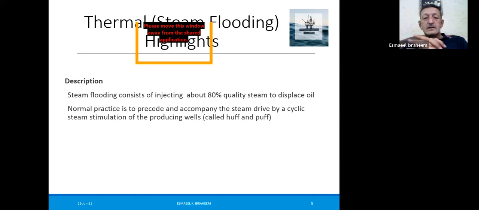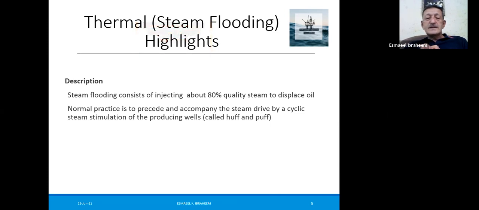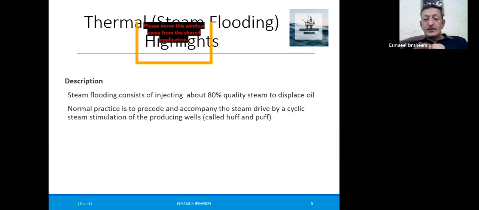Thermal flooding. Steam flooding consists of injecting about 80% quality steam to displace oil. Here comes the answer to some of the attendees' questions about thermal flooding. The normal practice is to accompany the steam drive with a cyclic steam stimulation of the producing well, which is called huff and puff. The same producing well, we use it first. We inject about 80% steam quality and wait for some time, maybe 2 or 3 days.